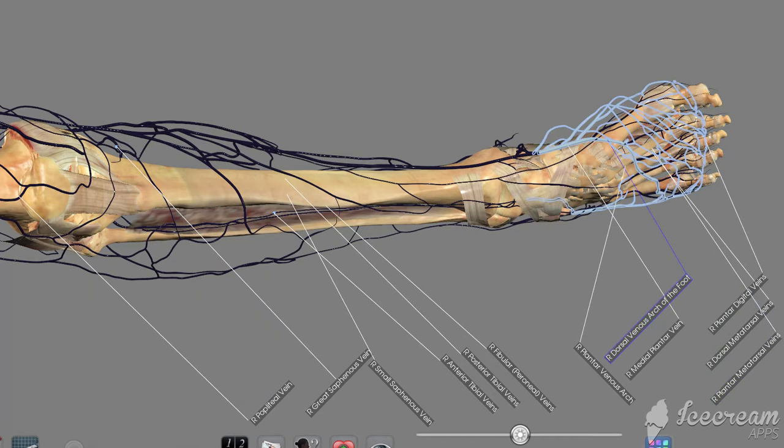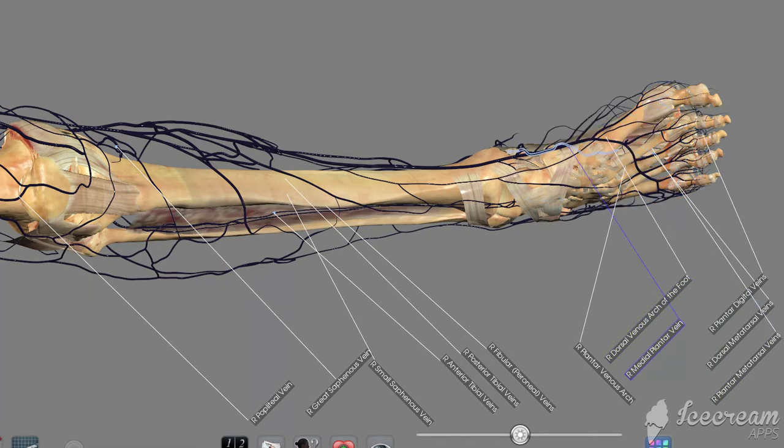We can see the dorsal venous arch of the foot, a large complex here. We can see the medial plantar and the plantar venous arch, one of the little smaller ones right there.